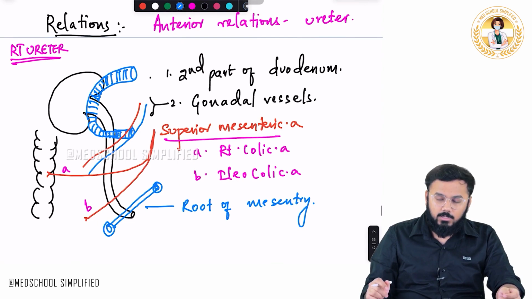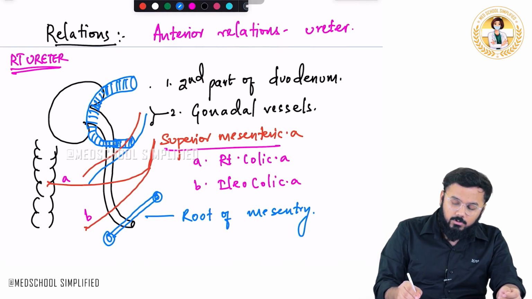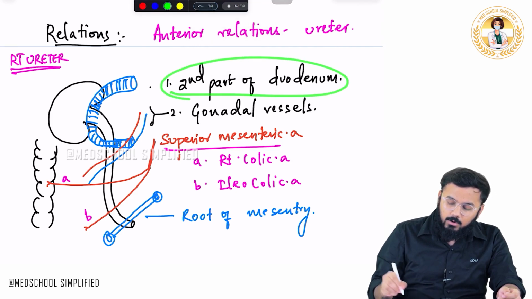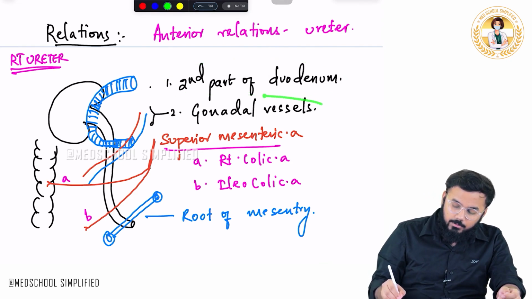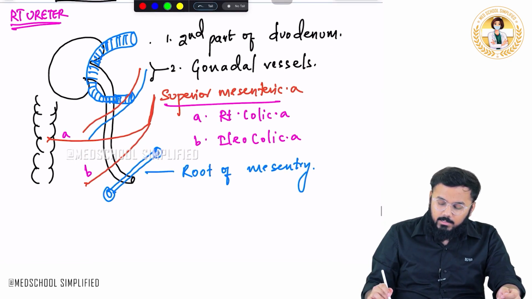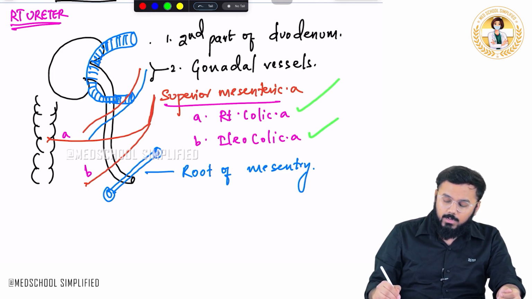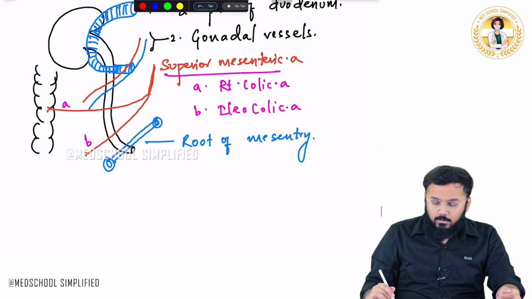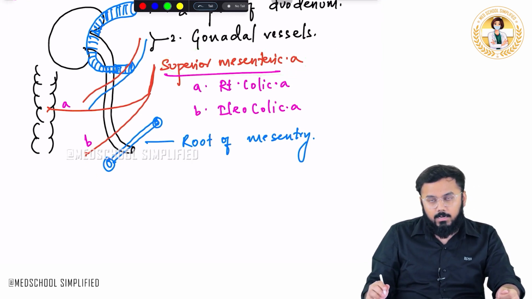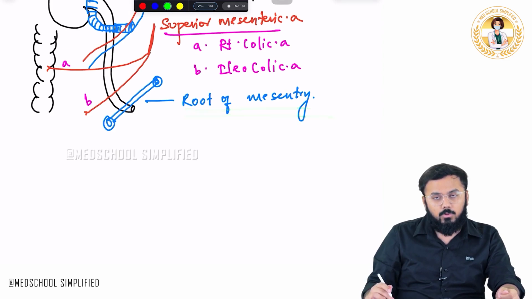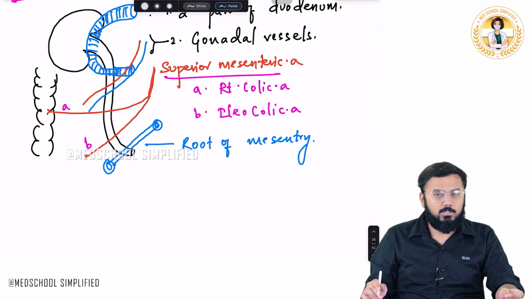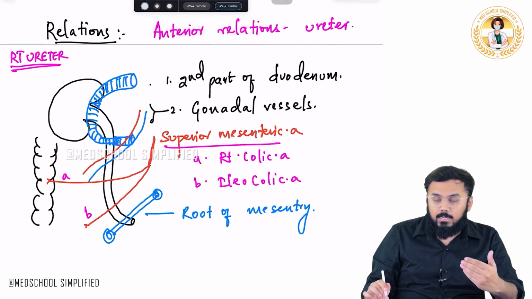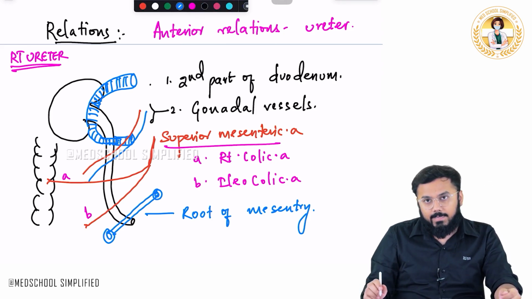So what are the structures that you see over here? The first important structure is the second part of the duodenum. After this, you have your gonadal vessels, that is the gonadal artery as well as the gonadal vein. Next you have the right colic artery as well as the iliocolic artery, which are the branches of the superior mesenteric artery. Obviously the last part is the root of the mesentery. So these are the four important structures that are related to the anterior side of the ureter. They are called the anterior relations.